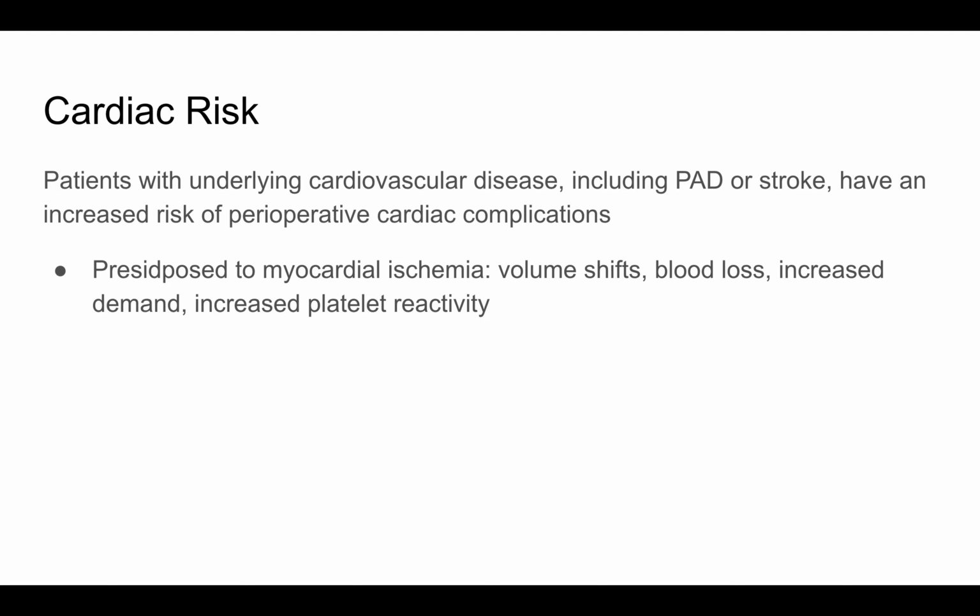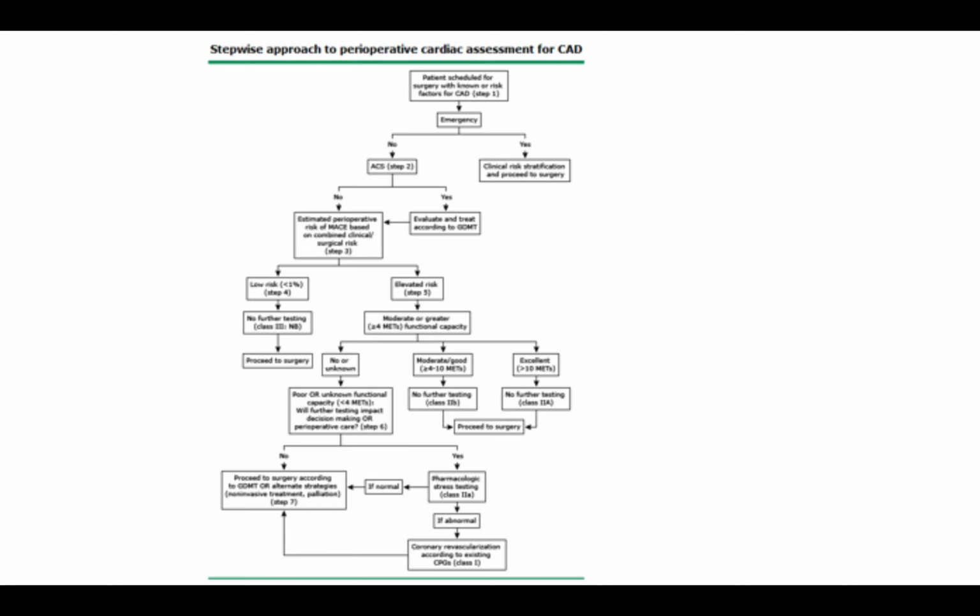So cardiac risk in patients with underlying cardiovascular disease, including peripheral artery disease or stroke: they have an increased risk of perioperative cardiac complications. And this is most likely due to being predisposed to myocardial ischemia. So volume shifts associated with surgery, blood loss, increased demand on the heart, and also increased platelet reactivity in these patients put them at a higher risk for cardiac complications in the perioperative period, and just something to be aware of if your patient has any of these issues, that you need to be concerned with these potential complications.